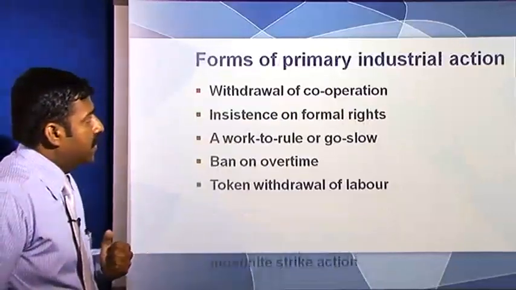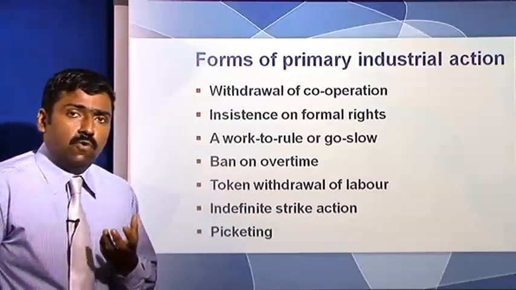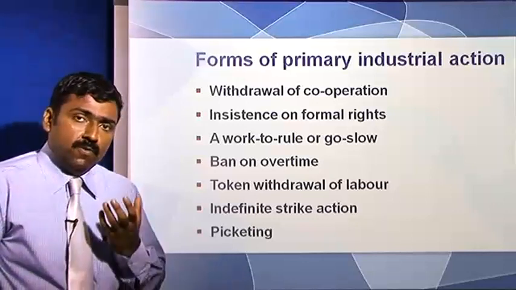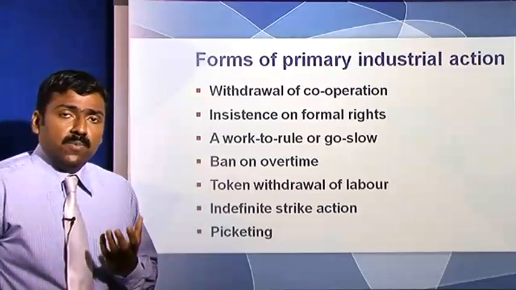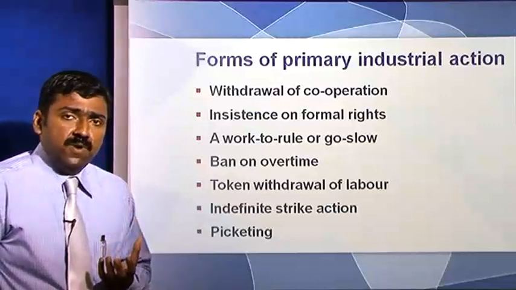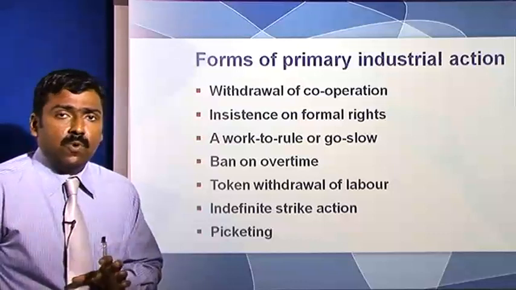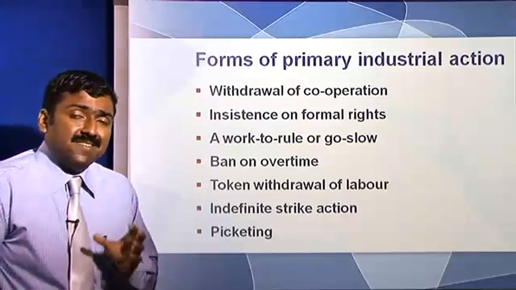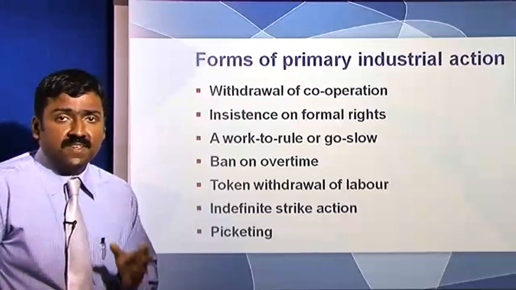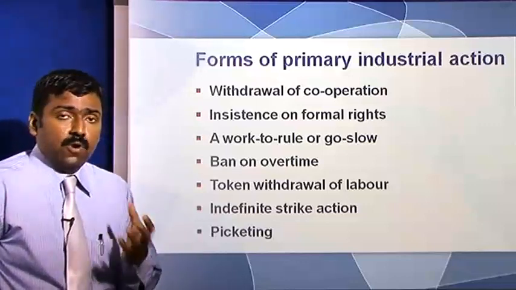What are the different forms of primary industrial action? As we mentioned earlier, withdrawal of cooperation. The workforce does not cooperate. When you do not have cooperation from the workforce, your production comes to a halt, your customer service comes to a halt. So what happens is total chaos. And insistence on formal rights. The day-to-day flexibility and the informal understanding between the management and the employees goes for a toss. Employees start insisting on formal rights, they will not cross their limits. So you lose the flexibility, resulting in loss of cooperation and production.